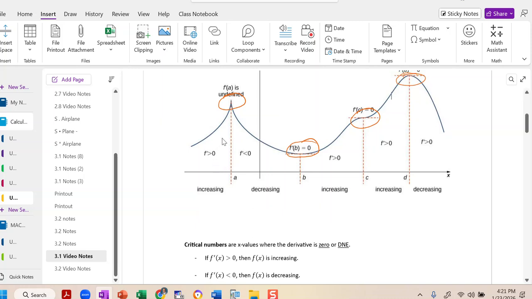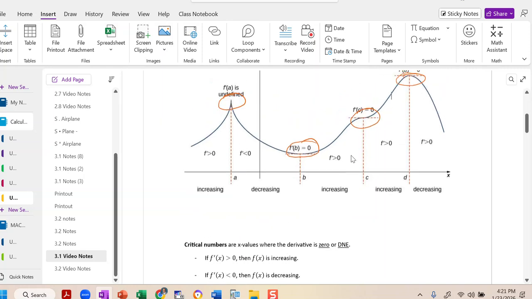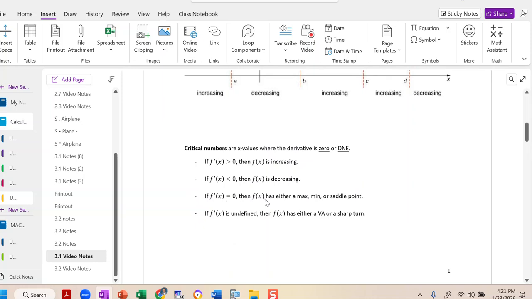If between these critical numbers the derivative is negative, then the function is decreasing, because remember, the derivative stands for slope or rate of change. If the derivative is positive in those intervals, then it increases, like here. And if it's equal to zero, then it either has a maximum, minimum, or saddle point. If it's undefined, then it either has a vertical asymptote or a sharp turn. And we will talk about how to determine that in another section.